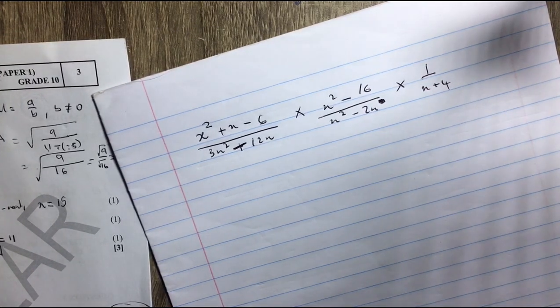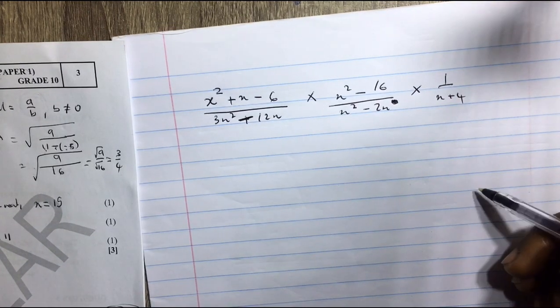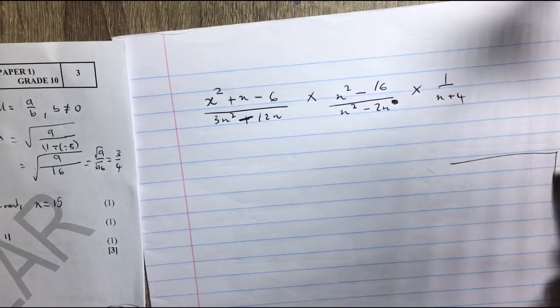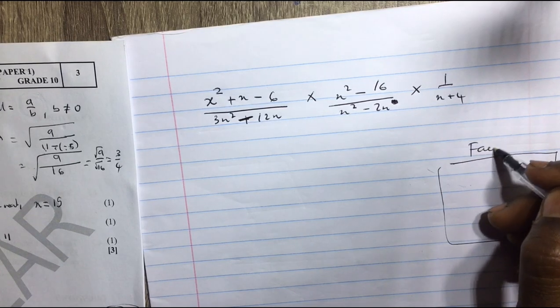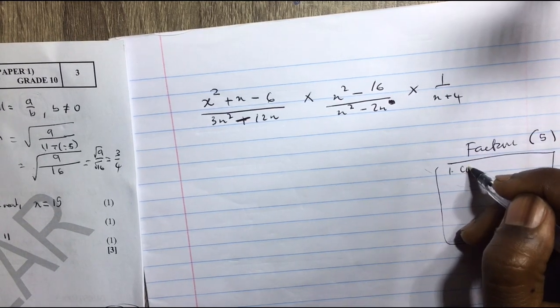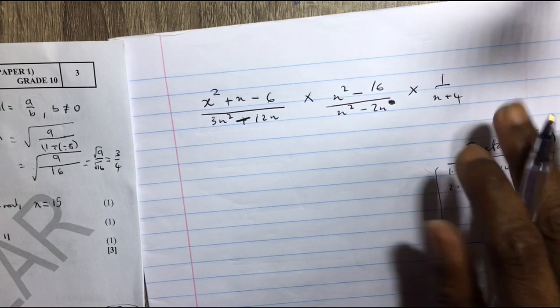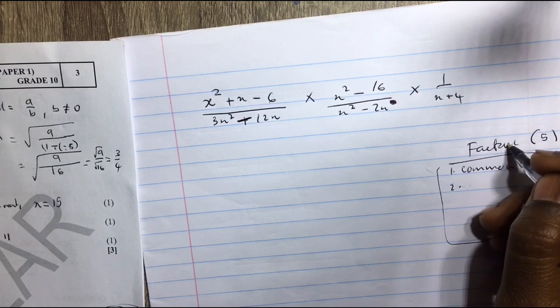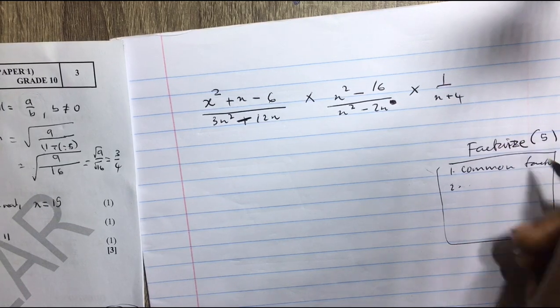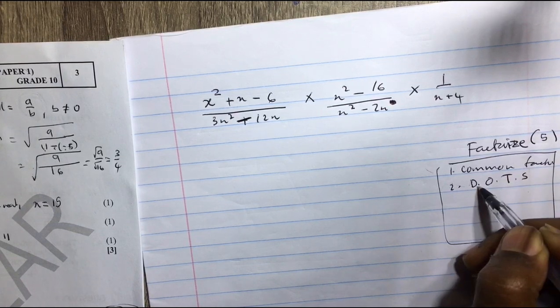Okay, sure. So the question said simplify, but I'm going to use what? Factorization to simplify. Can I write here? Can you see what I'm writing here? We have how many rules of factorization? I said 5. Yes. Number 1, look for a common factor. Number 2, difference of 2 squares.